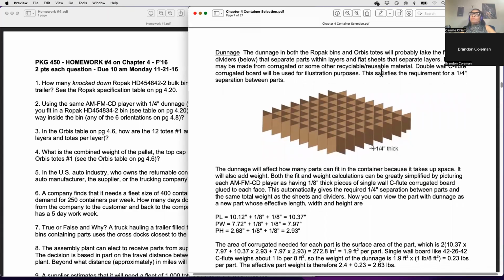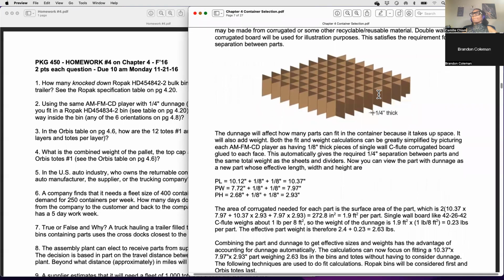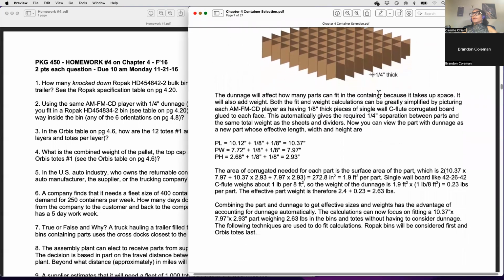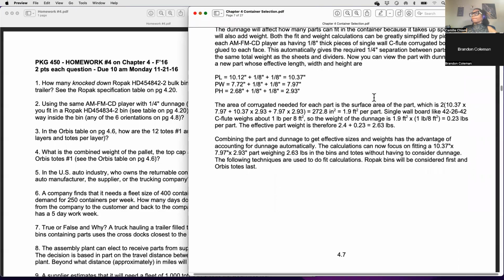I've not really seen that before. I guess you could do that, where you could have a big RoPac bin and then you put handheld totes inside of it. It could act as dunnage because it's separating the parts. You could double stack them and not worry about the radios getting damaged, but I probably wouldn't do that. Okay, so again, we talked about how the dunnage can affect how many parts fit in there.